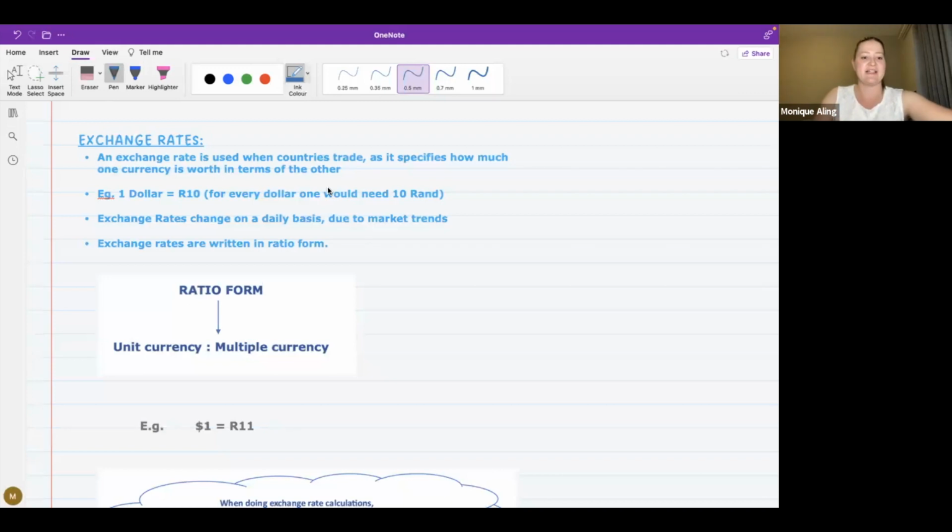So if we have a quick look, it says an exchange rate is used when countries trade, as it specifies how much one currency is worth in terms of the other. So for example, $1 could be 10 Rand. So that means for every dollar, one would need 10 Rand. Exchange rates change on a daily basis due to market trends. So they're always going to be different.